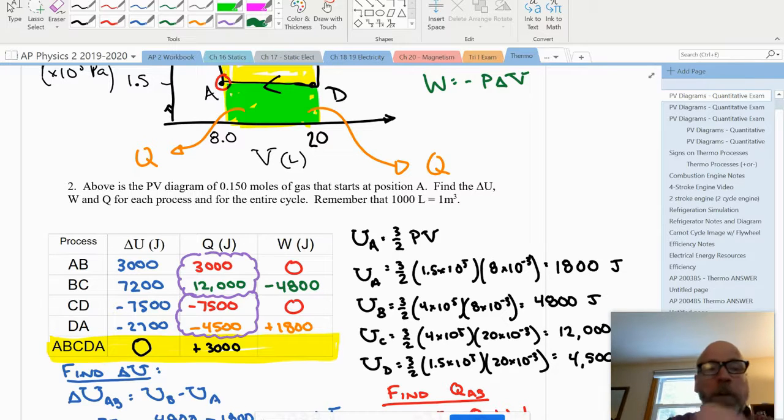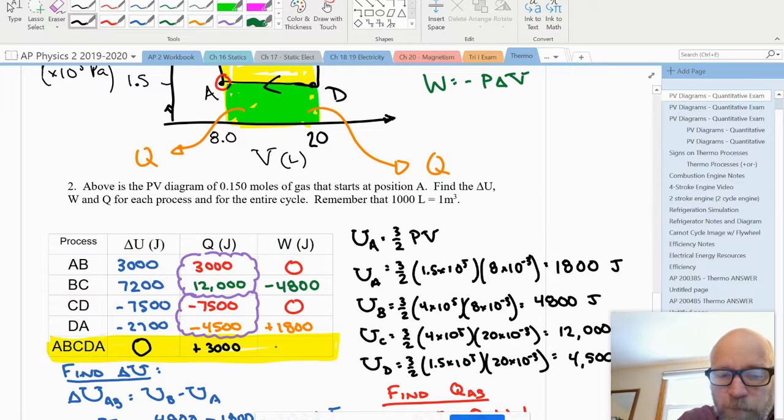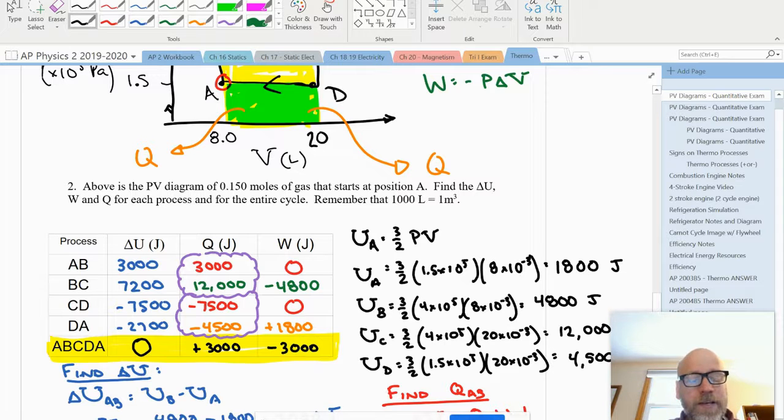If we look at work, the work done for the system would be negative 3,000 joules. That means that essentially what you've done is you've taken 3,000 joules of heat and you've converted that into 3,000 joules of work. We took heat, but we turned it into work.